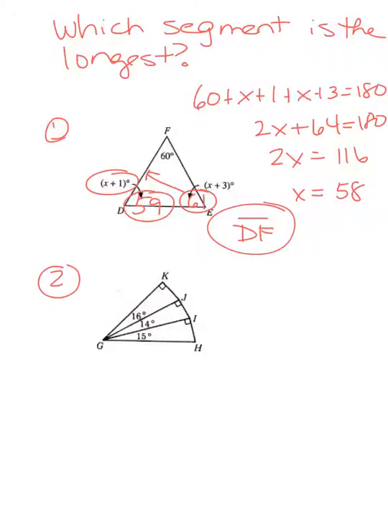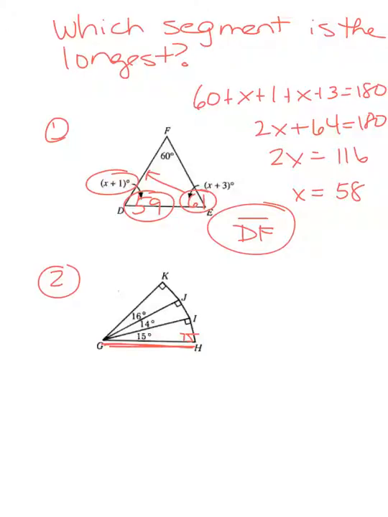Number 2 is a great problem. We have to look at these triangles individually. So let's start with the bottom triangle, triangle GIH. And in this triangle, I know I have a 90 degrees, I have 15. If that's 15, then I know this has to be 75. So my longest piece right here is going to have to be GH of that triangle GIH.